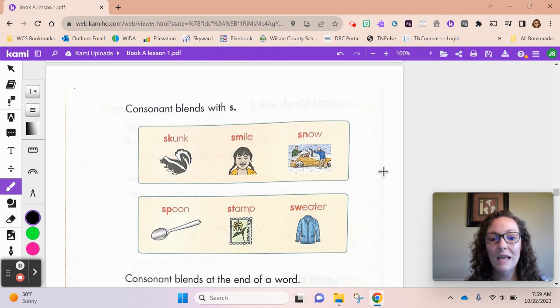And I believe our last set is consonant blends with the letter S. First example is SK, skunk, SM, smile, SN, snow, SP, sp, spoon. ST, st, stamp. SW, sweater.